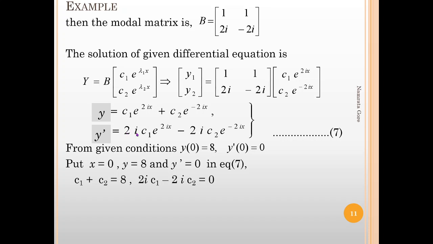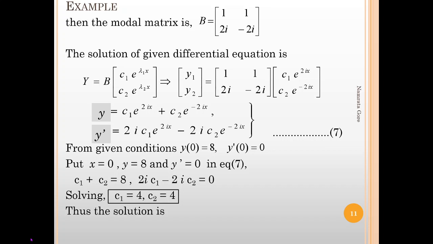Here it remains 2i c1 minus 2i c2. Y is 8, so here 8, y dash is 0, so here 0. You can simplify this equation as c1 equal to c2, and clearly the difference of c1 and c2 is 0 and the addition is 8, so we can orally tell that c1 and c2 both are the same, having the value 4.